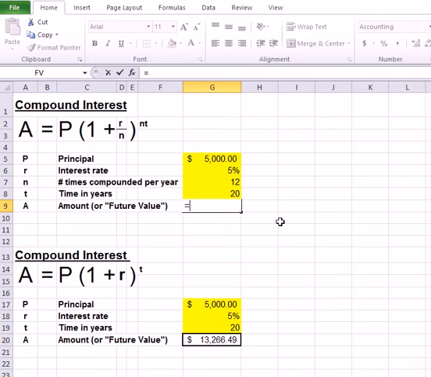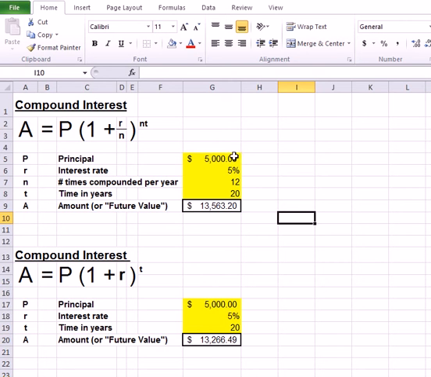So equals, here we put our formula of 5,000 times, open brackets, 1 plus R divided by N. So that's our interest rate divided by the number of times compounded per year. Close the brackets and add our exponent, which is N times T. So that's the number of times compounded again, times the time frame we're looking at in years, which is 20 years in this case. Close the bracket, and that gives us 13,563.